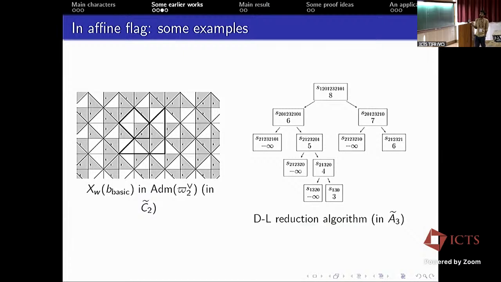So in the affine flag, maybe instead of trying to tell you much more about the theory, because I'm running out of time, there are different ways we try to understand this, but one prominent way is this Deligne-Lusztig reduction algorithm, which was adapted in the affine case by He, taken from Lusztig's original work. So somehow the idea is this, that we want to understand X_w(b).